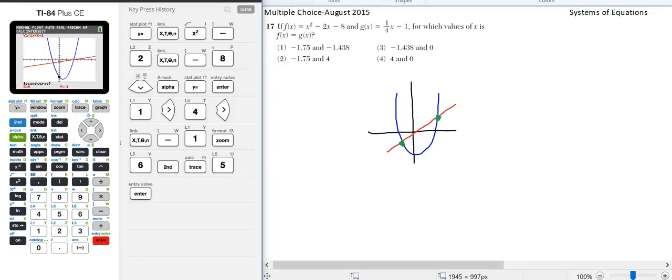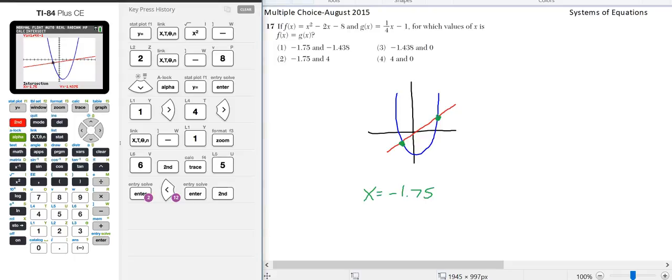Then the calculator wants us to tell it what is the second curve, and the cursor moved on to the second curve, so click enter. And then the calculator wants us to guess where we think the intersection is, so we're going to move over here and click enter. So at x is equal to negative 1.75, that's one of the x points where the graphs intersect.